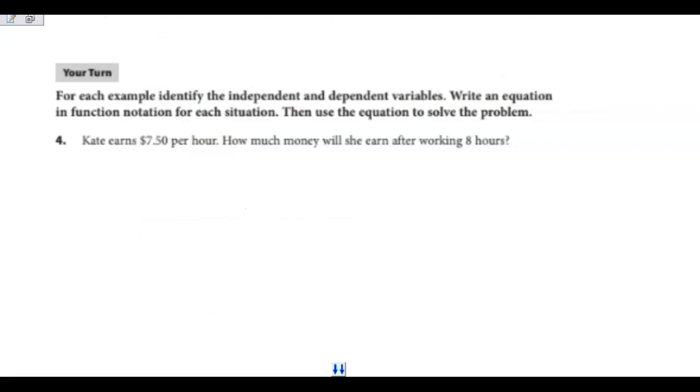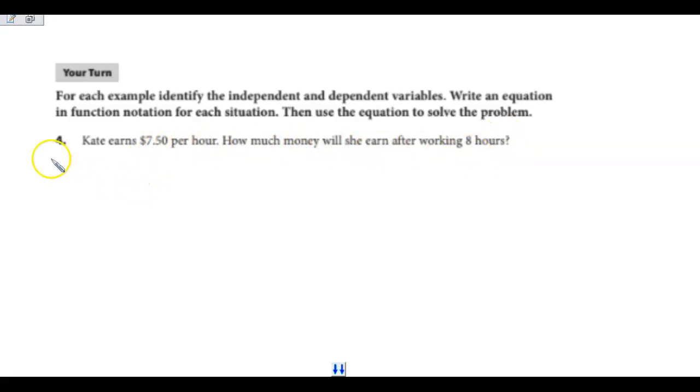Let's work on this, your turn. For each example, identify the independent and dependent variables. Write an equation in function notation for each situation. Then use the equation to solve the problem. So it says Kate earns $7.50 per hour. How much money will she earn after working 8 hours?